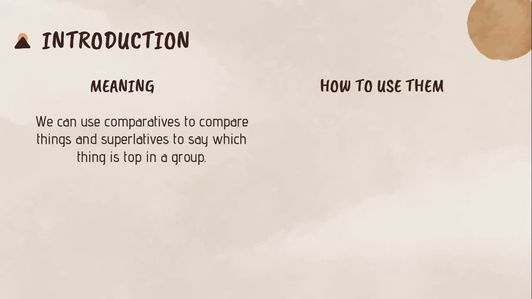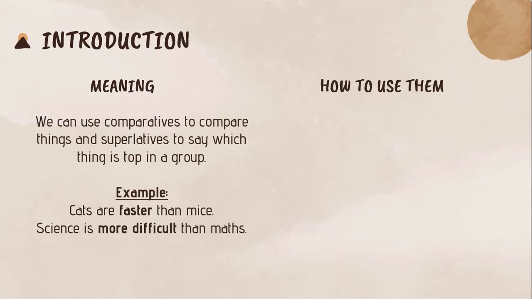We start with the meaning of comparatives and superlatives. We can use comparatives to compare things and superlatives to say which thing is top in a group. Let's see some examples. Cats are faster than mice. Science is more difficult than maths.